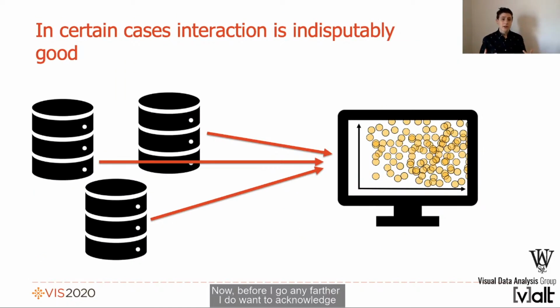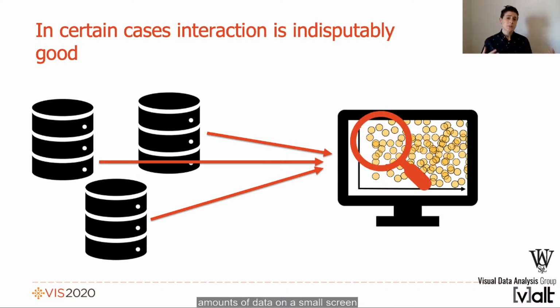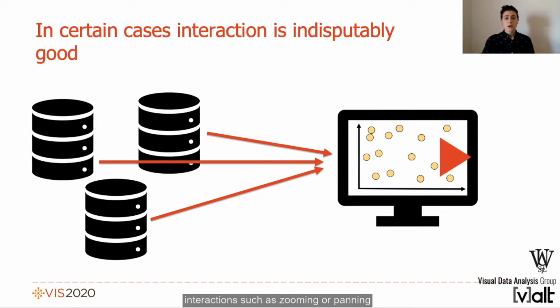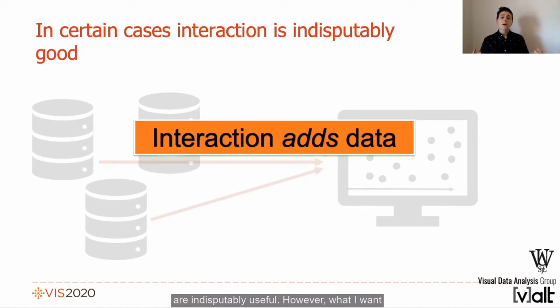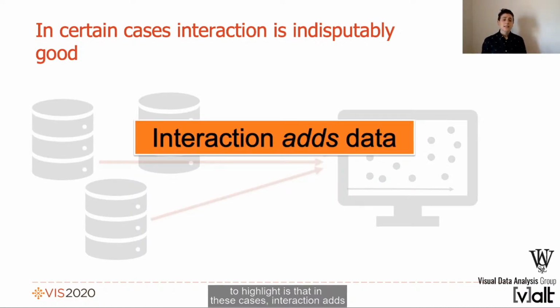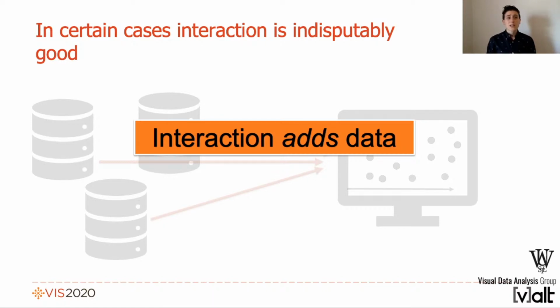Now, before I go any farther, I do want to acknowledge that, in certain cases, interaction is indisputably good. So, for example, when I'm trying to display large amounts of data on a small screen, interactions such as zooming or panning are indisputably useful. However, what I want to highlight is that in these cases, interaction adds data to my visualization. In other words, it reveals previously occluded data or sometimes calculates an aggregate representation of underlying data.